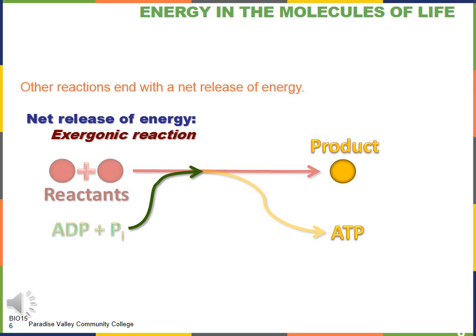Here we have the flip side of that other reaction. These are other reactions that, when they are all said and done, have a net release of energy. So we're taking reactants, the ADP plus the Pi, and we are releasing energy to form a product. At the same time, we're forming ATP. And this is called an exergonic reaction. So this is the energy exiting the reaction.